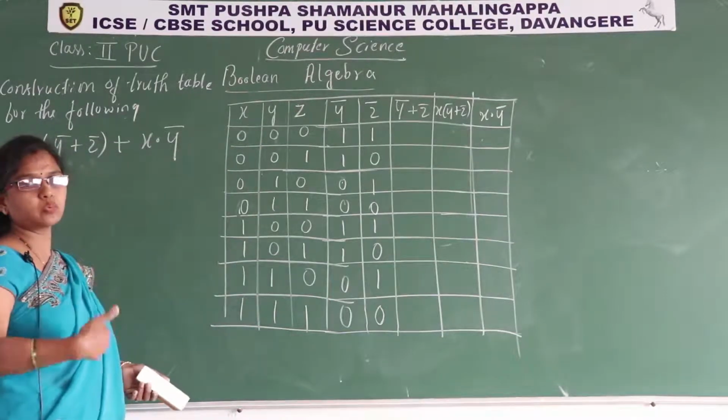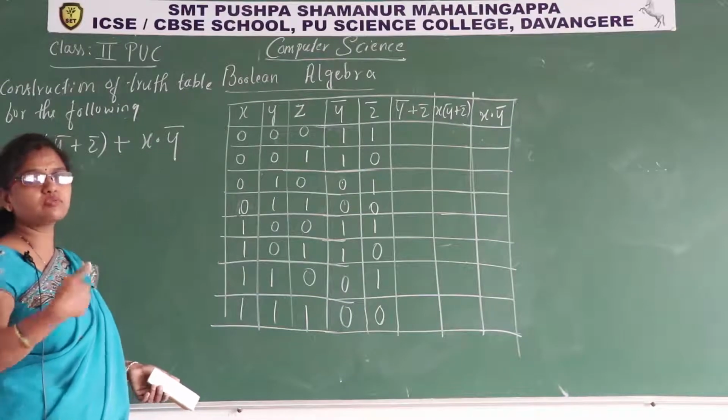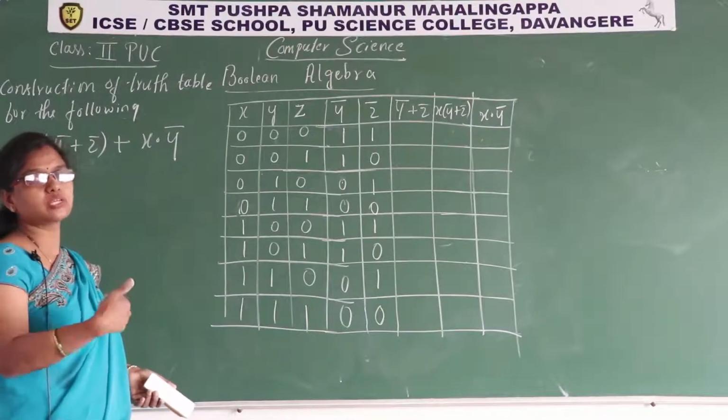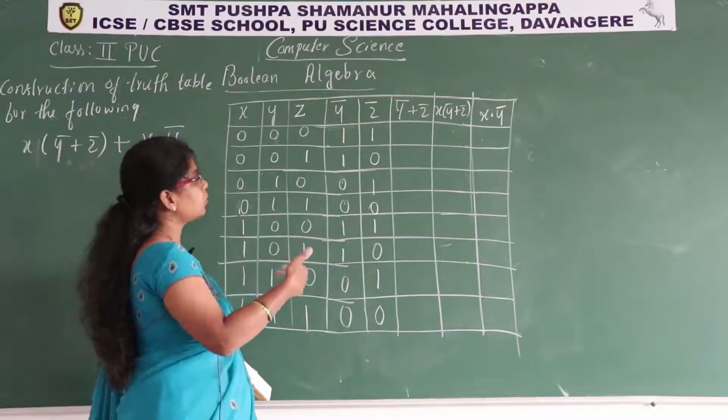For 4 variables, 8 zeros, 8 ones. Next column 4 zeros, 4 ones. Next column 2 zeros, 2 ones and 0 1 0 1.